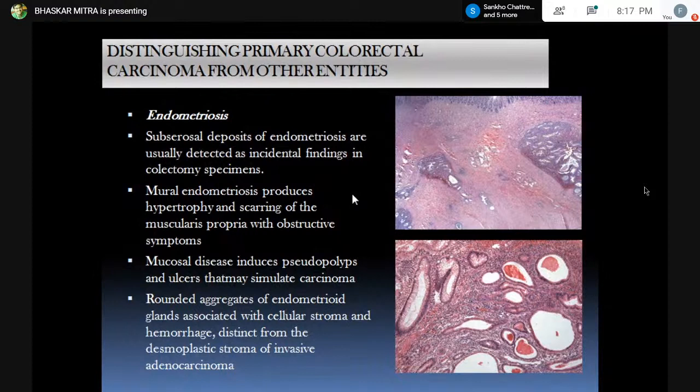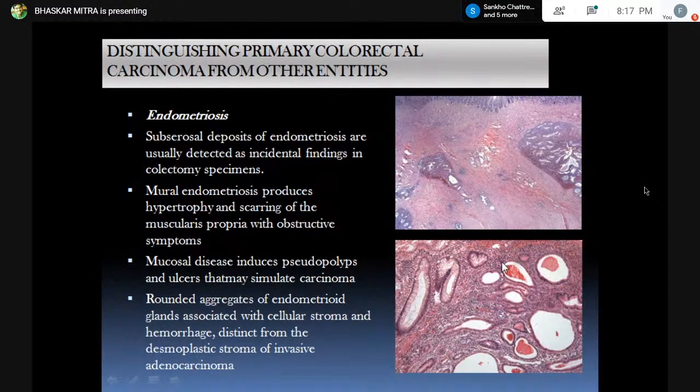First of all, the endometriotic glands are round aggregates of glands associated with a cellular stromal component. The cellular stromal component is most important. These are the endometriotic glands, rounded, in continuity with the presence of round endometrial stromal component. They may be associated with hemorrhage and inflammation, but it is a bit different from the desmoplastic reactions seen in the colorectal cancers.